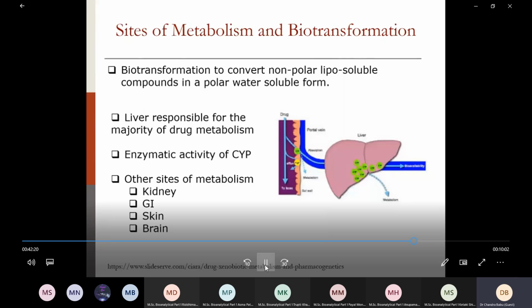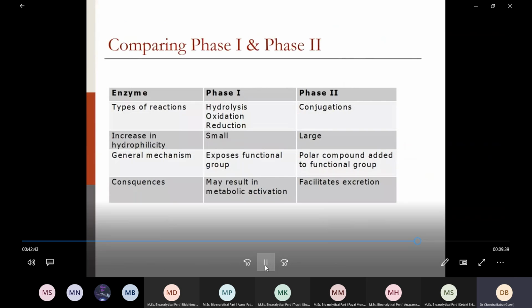When I talk about these enzymes, they're not all considered within the same category. They're divided in two groups: phase 1 enzymes and phase 2 enzymes. And remember, the purpose of these enzymes is to make these compounds more water soluble. And here you can see these two groups, phase 1 enzymes and phase 2. The reactions that are in charge for phase 1 are hydrolysis, oxidation, and reduction.